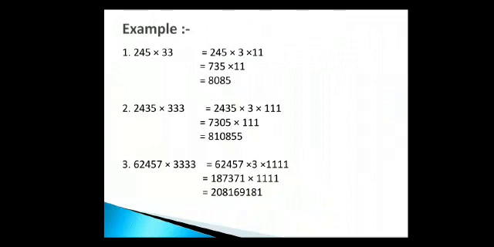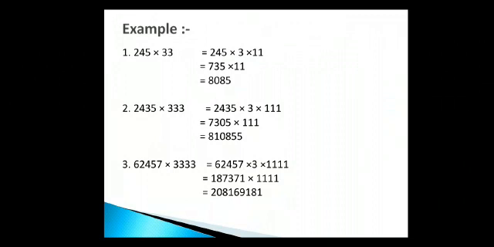Example second. 2435 into 333. So we can write 2435 into 3 into 111. So at first we multiply 2435 by 3. So we get the answer 7305, again multiplied by 111, and by the rule of multiplication of 111 we get the answer 810855.